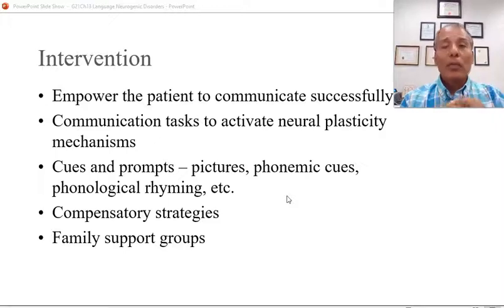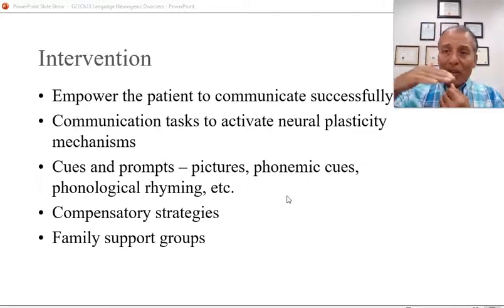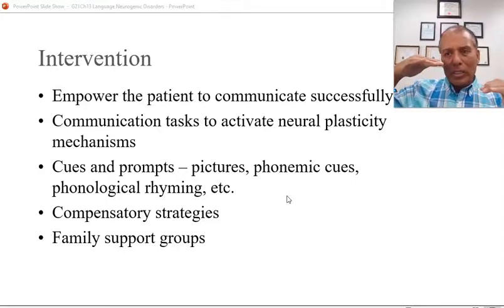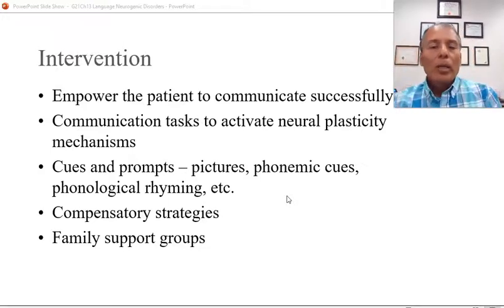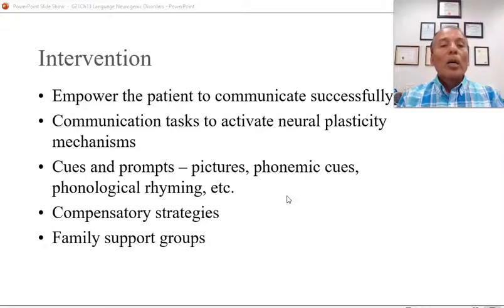If they can't, then you make it more direct. But give the sound. If they can't, then find the picture. So there's a hierarchy from the most subtle and complex cue to the easiest. So you can enable the client to use their brain to work out and come up with the answer. There's phonological rhyming to speed the processing of sounds, and compensatory strategies.